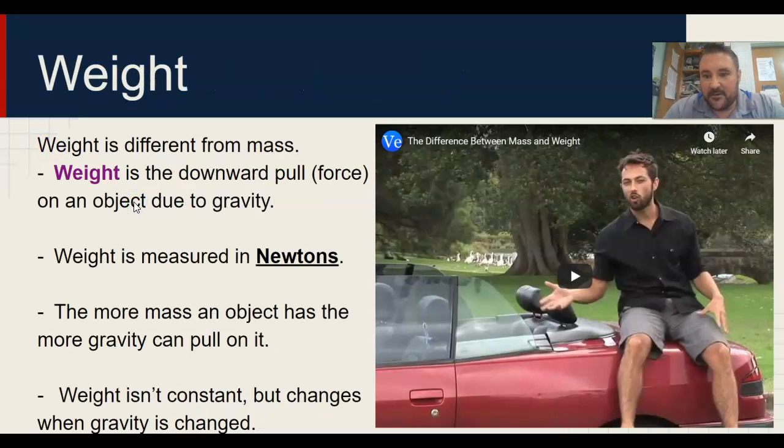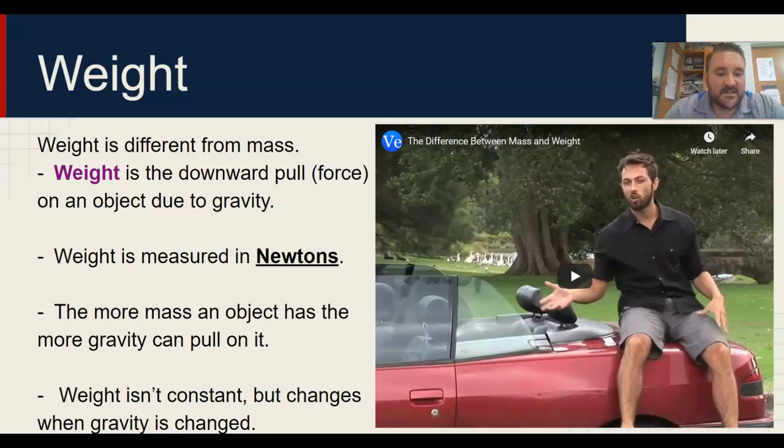Weight is different from mass. Weight is mass, which is how much stuff you have, with gravity pulling downward on you. You cannot have weight without gravity, which is why in space you can be weightless. Weight is measured in newtons. Newtons is actually the same unit that we use for force. The more mass an object has, the more gravity can pull on it. I'm a big guy. Gravity pulls down pretty hard on me.